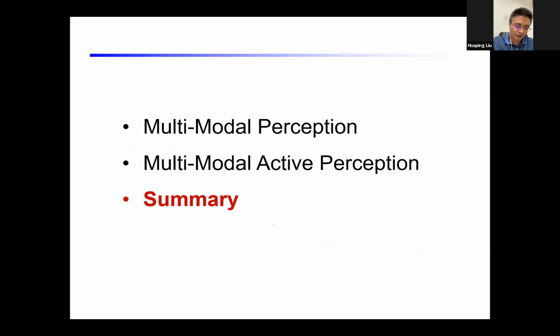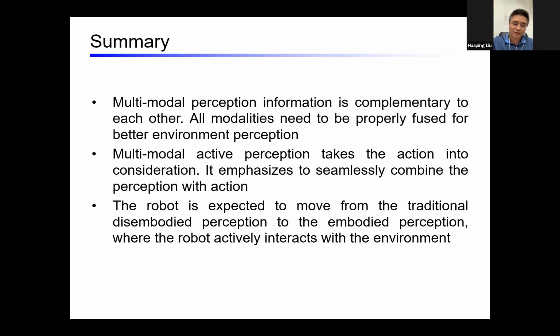Okay, let's come to the summary. In this talk, we firstly talk about the multimodal perception. Multimodal perception information is complementary to each other. All modalities need to be properly fused for better environment perception. And then we extend to multimodal active perception. It takes the action into consideration. It emphasizes to seamlessly combine the perception with action.